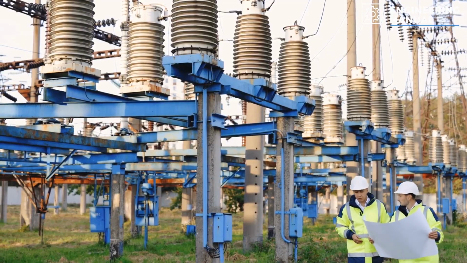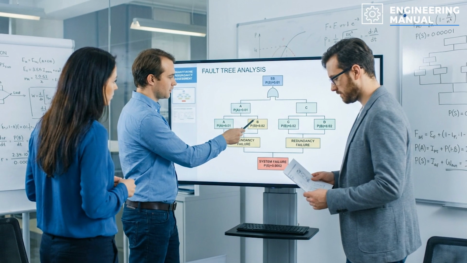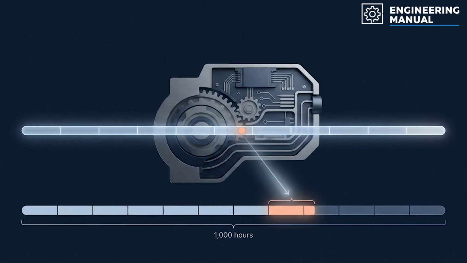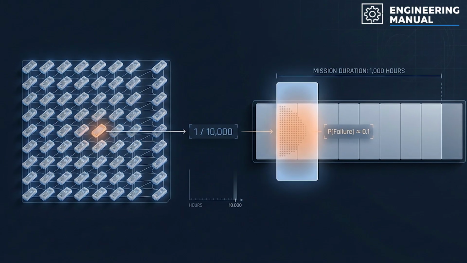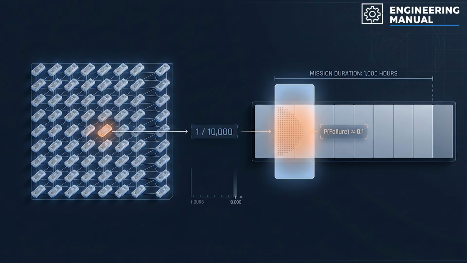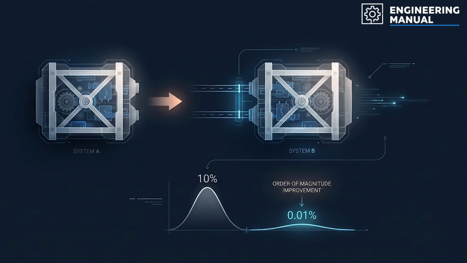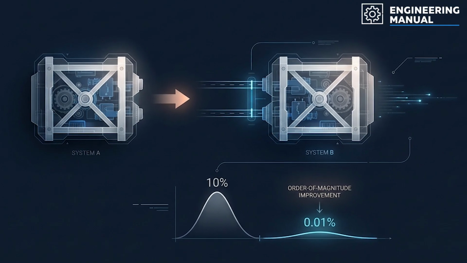Quantitatively, engineers assess redundancy using fault tree analysis. Suppose a component has a failure rate of 1 in 10,000 hours. If mission duration is 1,000 hours, the probability of failure during the mission is roughly 0.1. Adding an identical independent backup reduces mission failure probability to approximately 0.01, assuming independence.